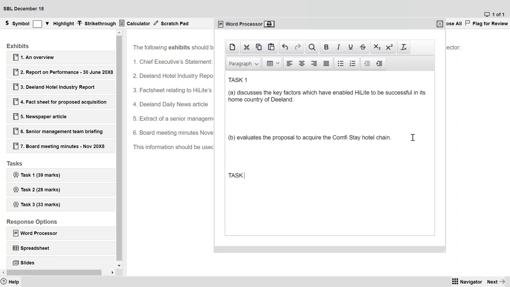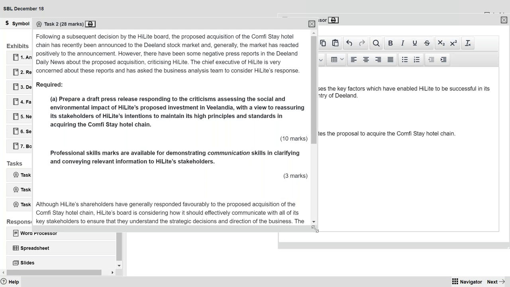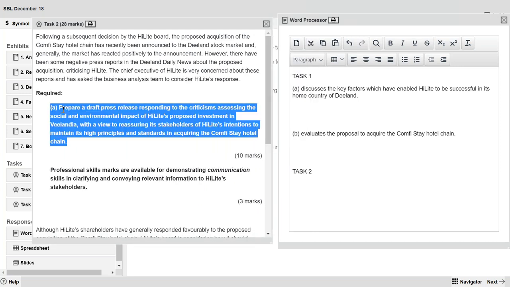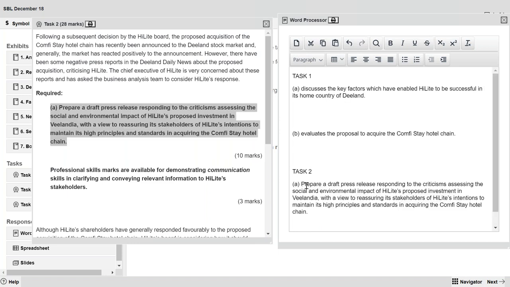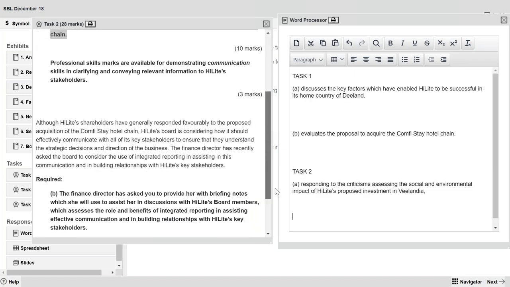Now I will say task 2 and I will click on task 2. It opens here. I will take it here. I will resize the windows a bit so that I can easily copy paste. So task 2 is Control C, Control V, and if you read, prepare a draft press release responding to the criticisms, assessing the social and environmental impact with a view to reassuring. So this question wants me to respond to the criticism regarding social and environmental impact. That's it.